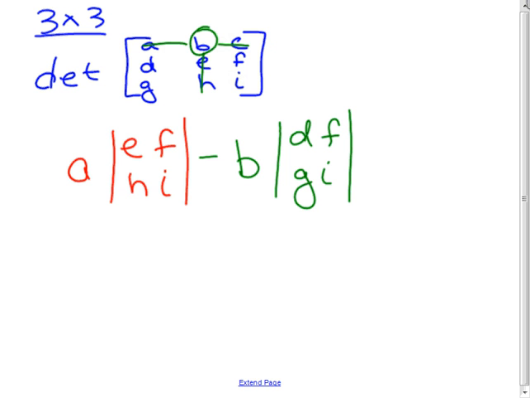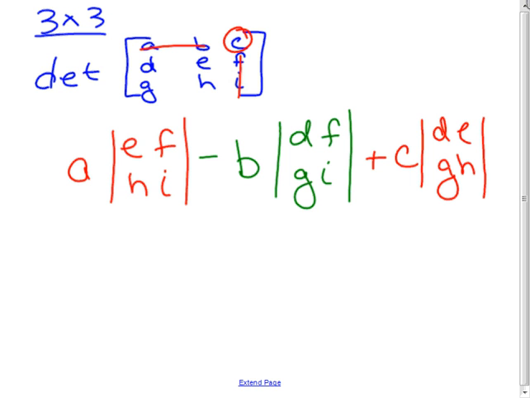Then, after subtraction, we go to addition. Just like before, I got rid of those lines, same thing. Get rid of those lines again. Now I go to my last letter, C. And it's multiplied by, cross out its row and column, D, E, G, H. Take the extra time to cross them out if need be. That way you just know you're correct.